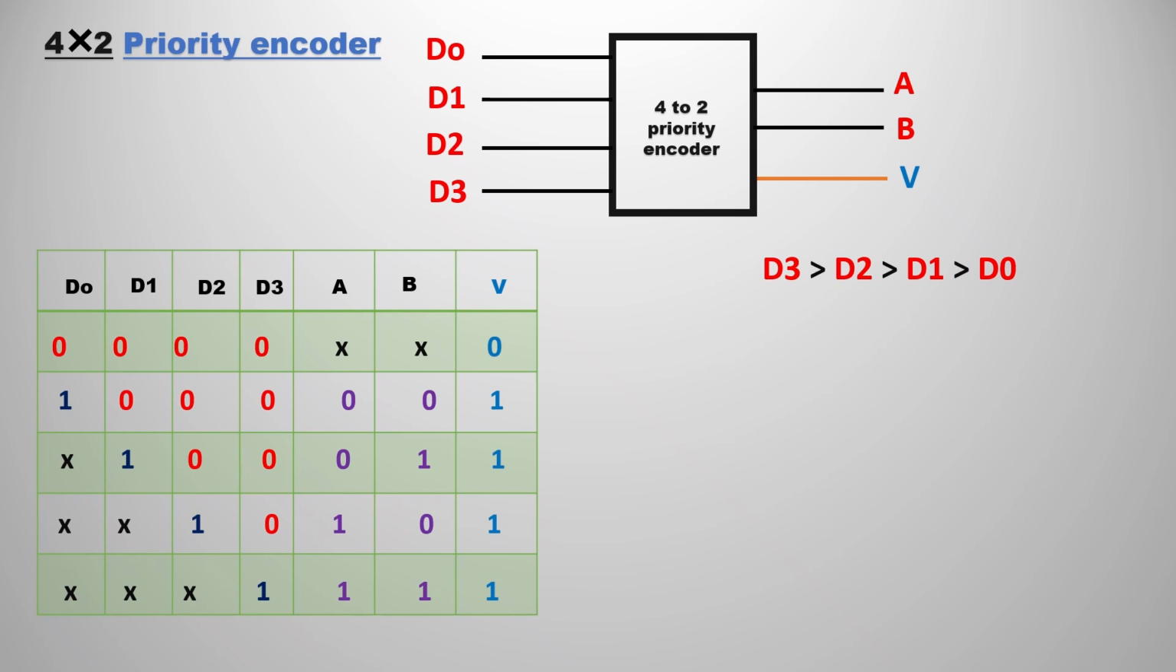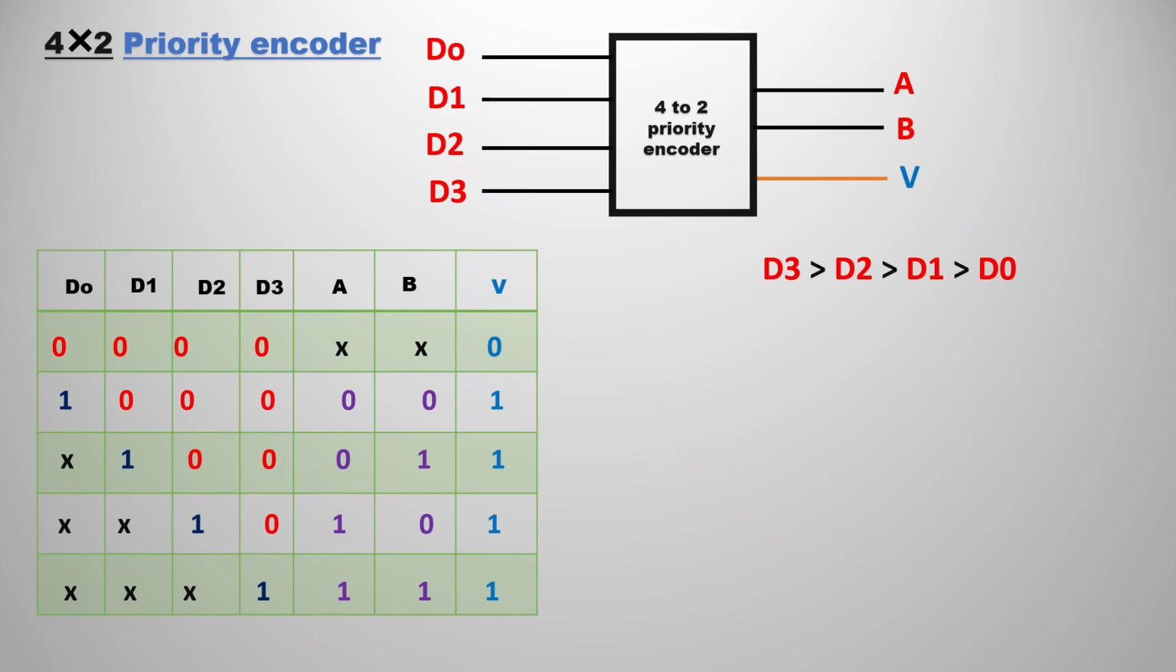D3 means 1 1 in binary, so the output AB is 1 1. That is the priority encoder. Consider the next case: suppose D2 and D1 are high. Then D2 will be our output, and AB will be produced at the output side as 1 0.